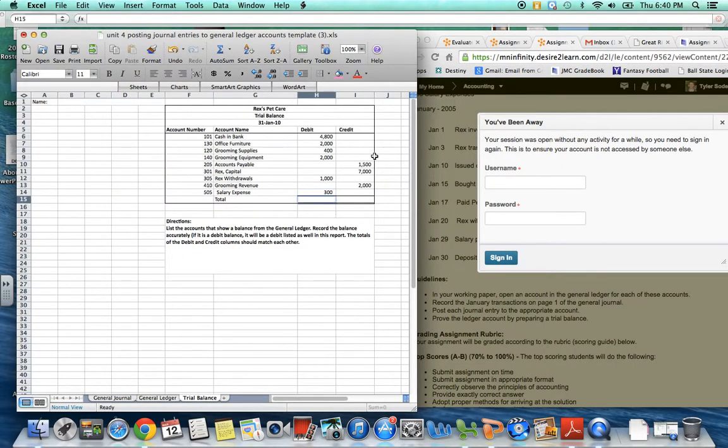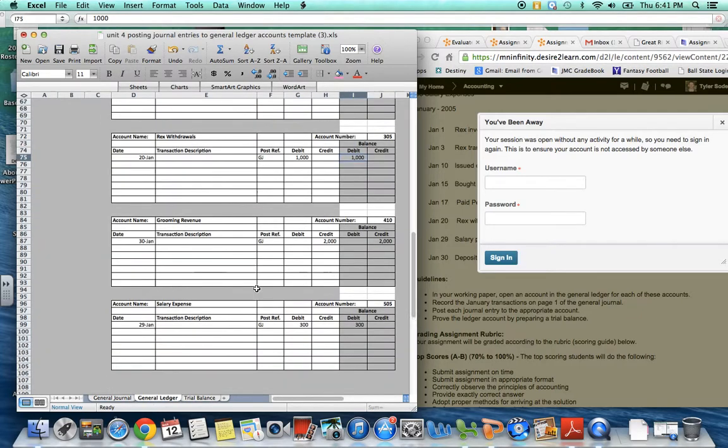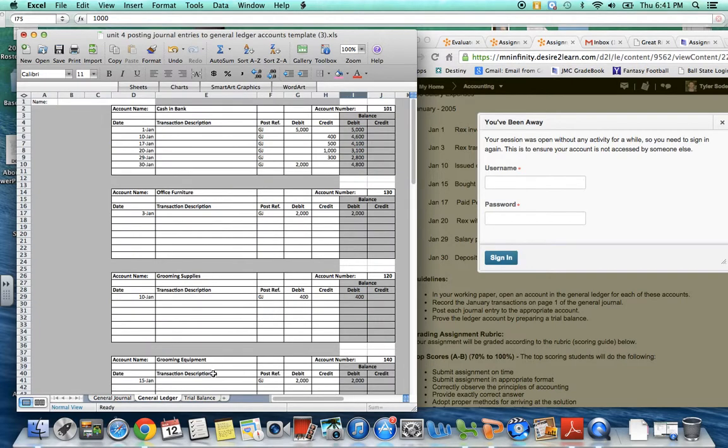Now all I need to do is add up these two columns and prove that my debits equal my credits. Again, your debit should always equal your credits. Every transaction that you do, you need to have equal debit and credit parts. You should never have an account that has just two credits and no debits, or just two debits and no credits. I always have to have equal debit and credit parts. And as you can see from my trial balance, my debits do equal my credits. Each are $10,500. So that's how you would complete this assignment.